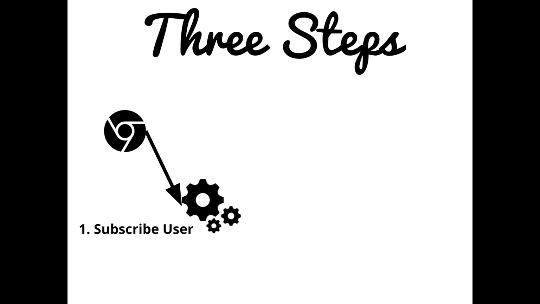But there are three steps that need to happen before you can just start doing this. First of all, we have to ask the user's permission. The user has to allow it. We can't just start spamming them and sending them messages.